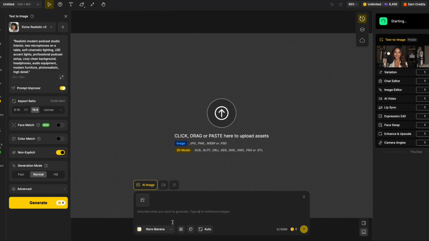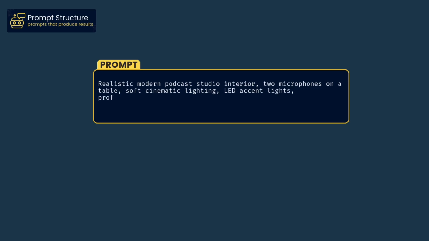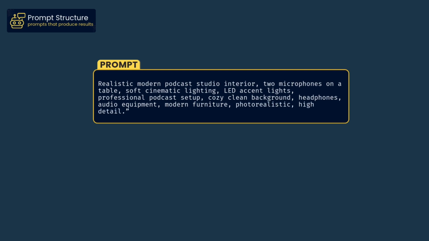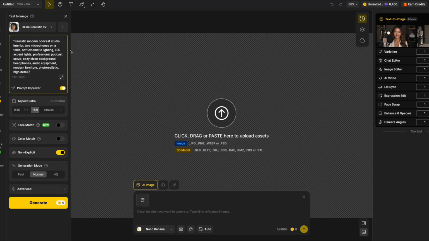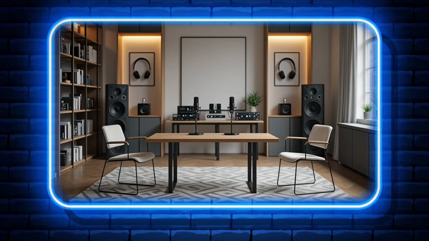Realistic, modern podcast studio interior, 2 microphones on a table, soft cinematic lighting, LED accent lights, professional podcast setup, cozy, clean background, headphones, audio equipment, modern furniture, photorealistic, high detail. Then adjust the settings if needed and click Generate. Once the background is ready, choose the one that looks the most realistic and clean. Now add it to your project.